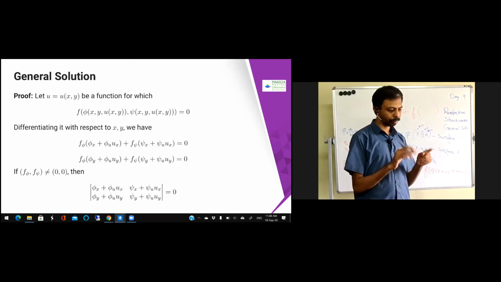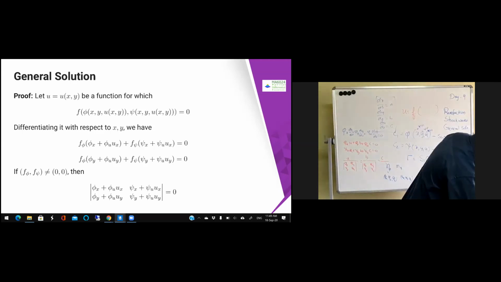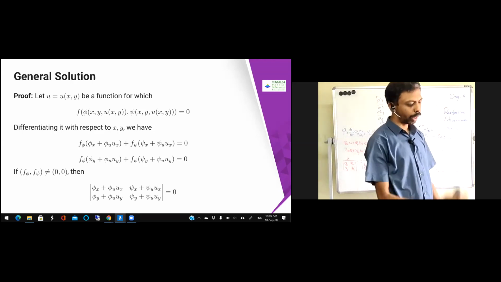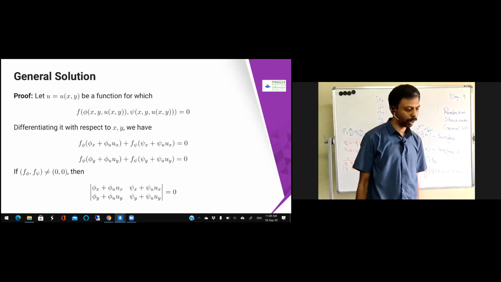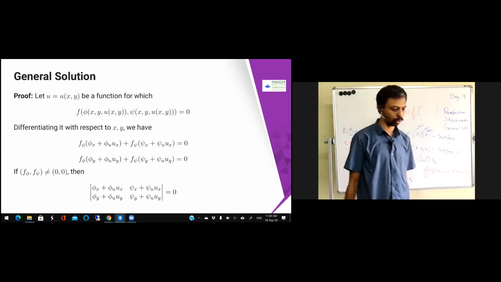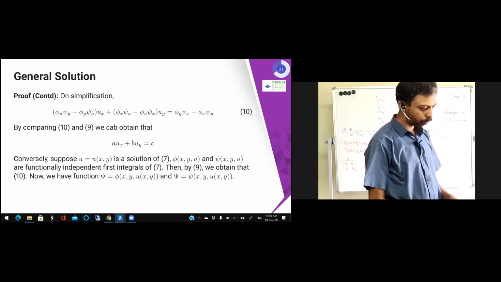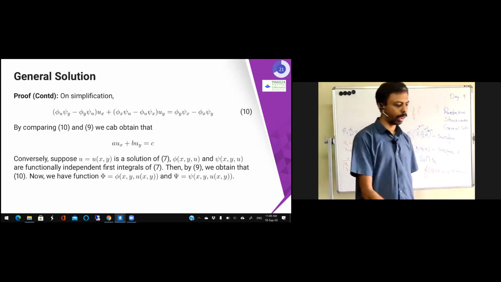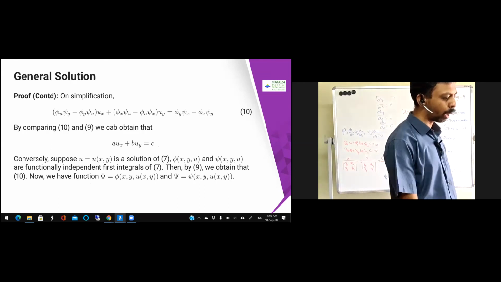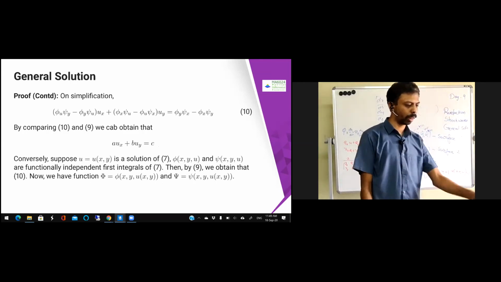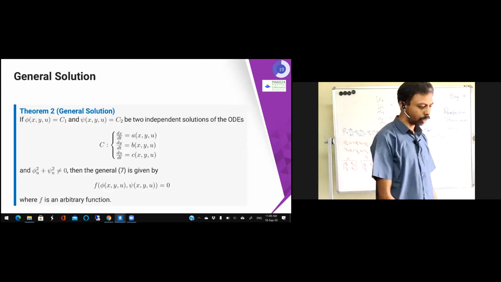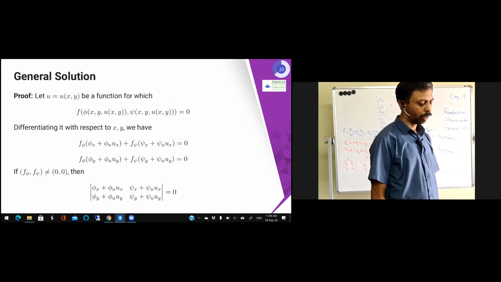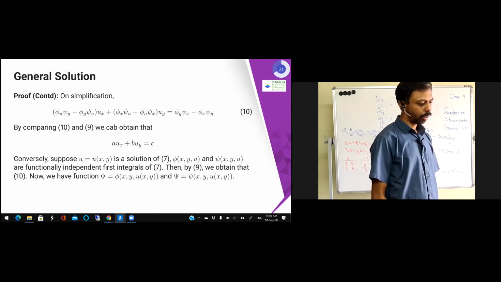That means you are going to get phi_x plus phi_u u_x, and that determinant is going to become 0. Then you are going to get the solution. So if you simplify that, you get again this kind of phi_u psi_y minus phi_y psi_u, etc. So now compare this equation with what we got here, 9, and this one, 10 and 9.